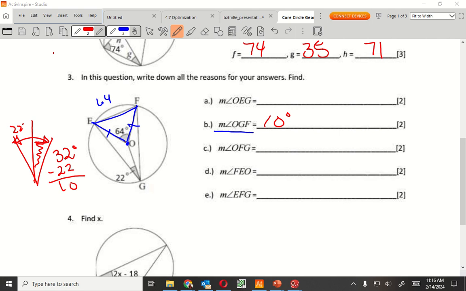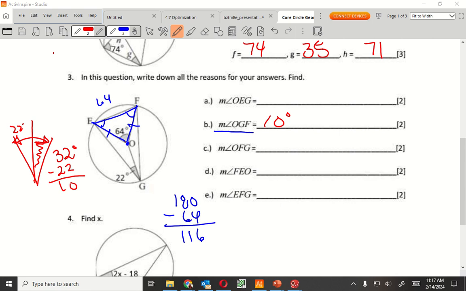Isosceles triangles have special characteristics. In an isosceles triangle, the legs are the same, so these are also the same. So I know that all three angles in a triangle have to add up to 180. That's all triangles. So what I'm going to do is, I know that both of these are going to be the same. So let's start with 180 minus 64. And that's going to be 116.